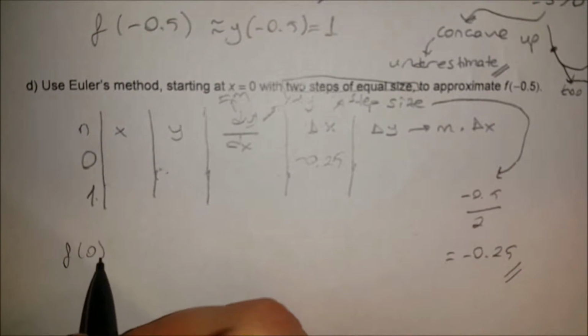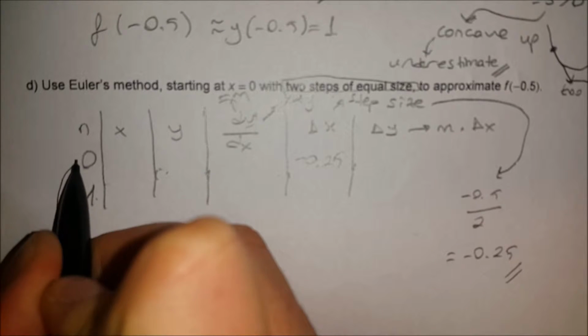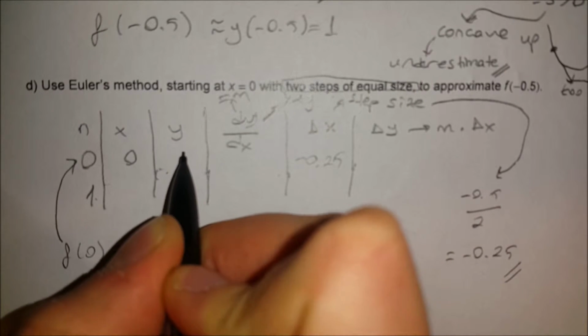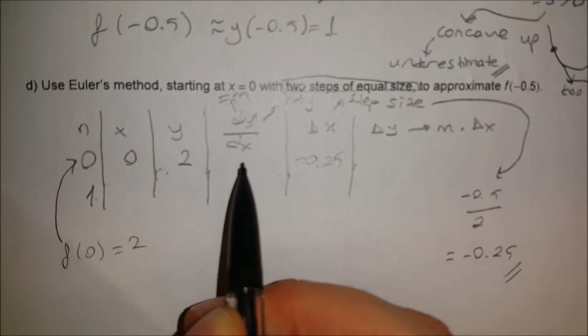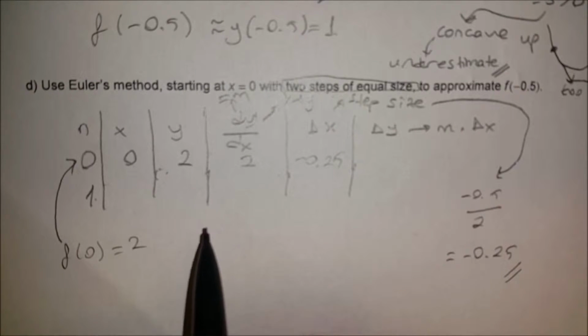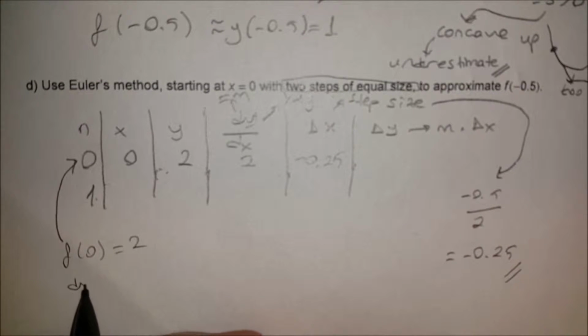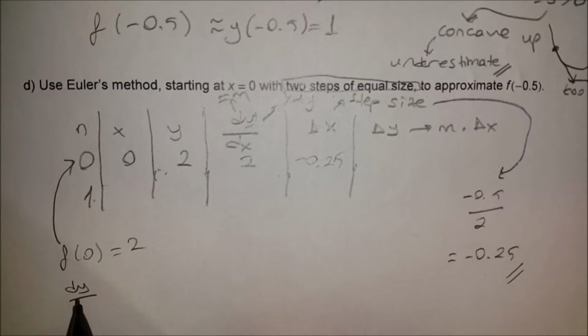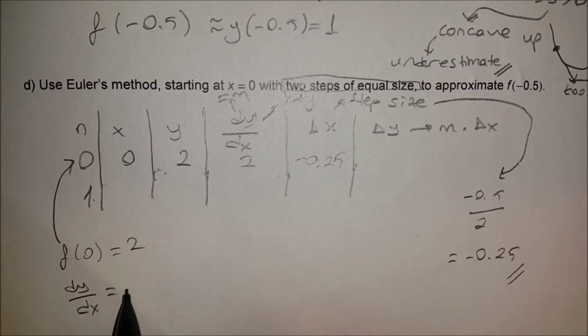Now, our initial condition was that when x is 0, y is 2. So we are going to write that down, and then we find that since x plus y is 2, dy over dx is 2. So we write that down as well. These equations we were already given.